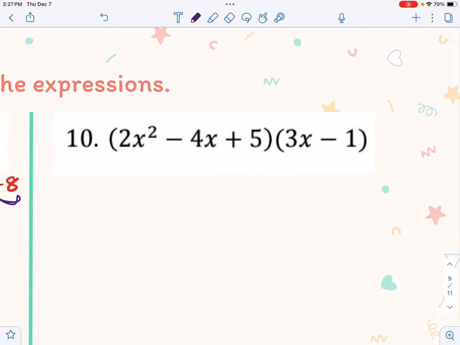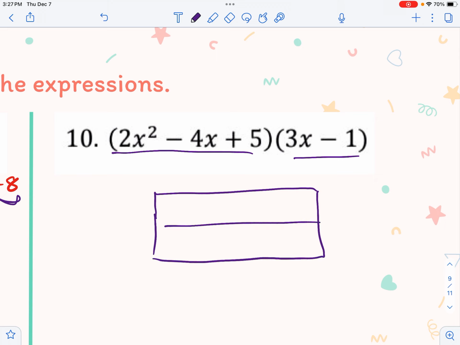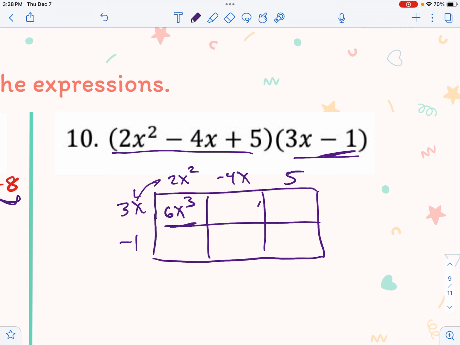Okay, some of you like the box method, and that's fine. This is 3 terms times 2 terms, so my box is going to be 3 by 2. So I can put the 2x squared here, the negative 4x, and the 5, and the 3x here, and then a minus 1 here. And now I'm going to multiply the 3x and the 2x squared. That's going to be 6x cubed.